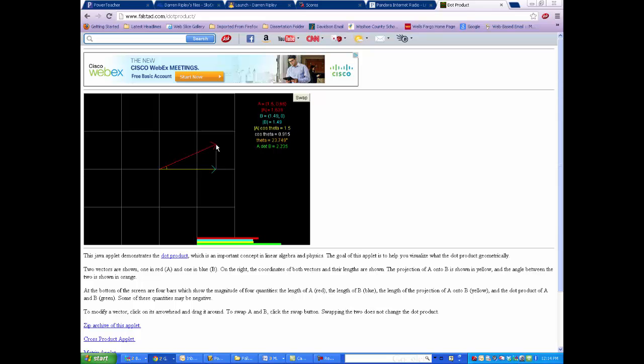Watch the green on the bottom really grow as we get longer. It's because I'm taking B, which is 1.49, and then A cos theta, which is the horizontal projection, is 1.83. And if I go 1.49 times 1.83, I get 2.727, which is pretty cool.